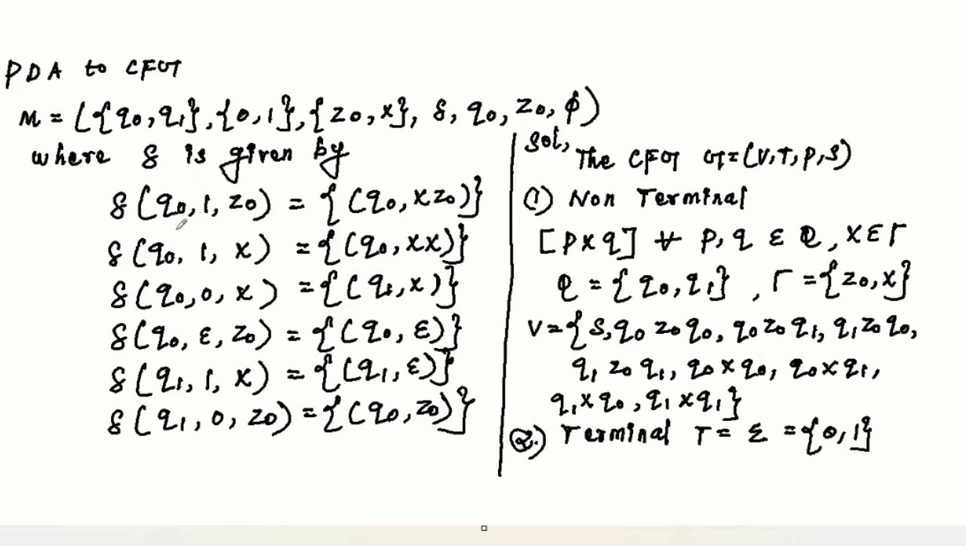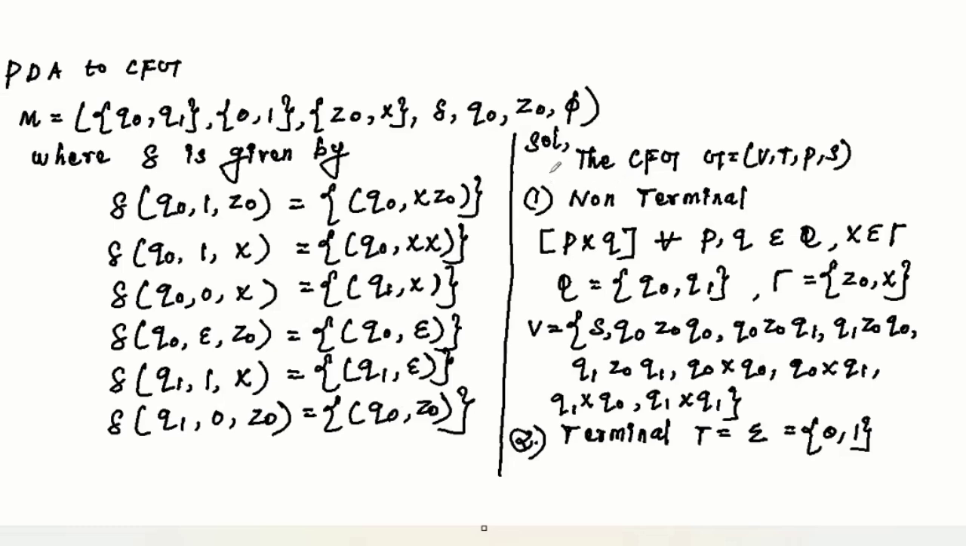The transition function del is defined as del of (Q0, 1, Z0) equal to (Q0, XZ0), del of (Q0, 1, X) equal to (Q0, XX). Next, del of (Q0, 0, X) equal to (Q1, X). Del of (Q0, epsilon, Z0) equal to (Q0, epsilon). Next, del of (Q1, 1, X) equal to (Q1, epsilon). Last, del of (Q1, 0, Z0) equal to (Q0, Z0).